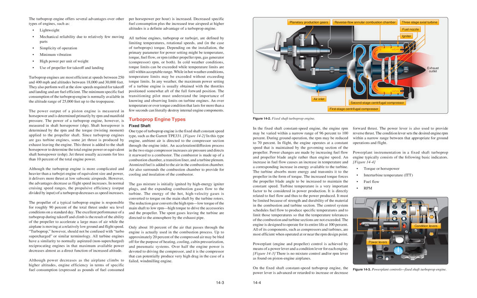Turbine temperature is a very important factor to be considered in power production. It is directly related to fuel flow and thus to the power produced. It must be limited because of strength and durability of the material in the combustion and turbine section. The control system schedules fuel flow to produce specific temperatures and to limit those temperatures so that the temperature tolerances of the combustion and turbine sections are not exceeded.